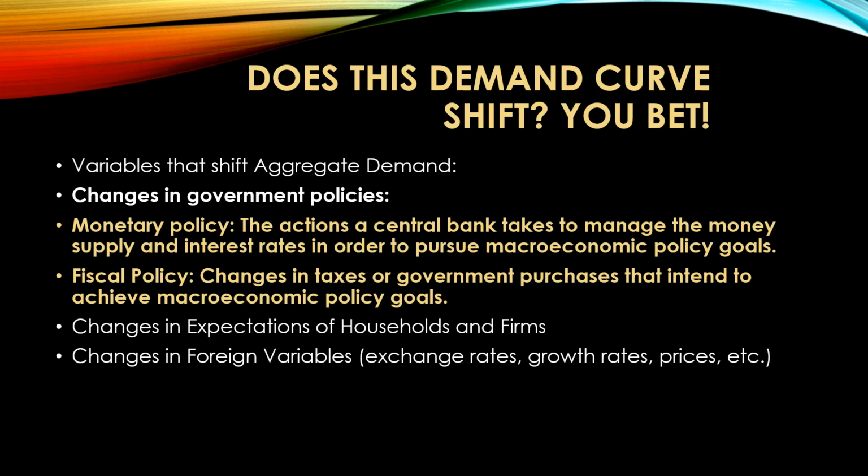So the major variables that we're going to focus on in terms of shifting the aggregate demand curve are changes in government policy. So really the last unit of this course focuses on the two government policies that are listed on this slide: monetary policy and fiscal policy. So I'll give you a brief run through of what those are in this lecture, and then we'll dig into a lot more detail in the subsequent lectures about those topics specifically.